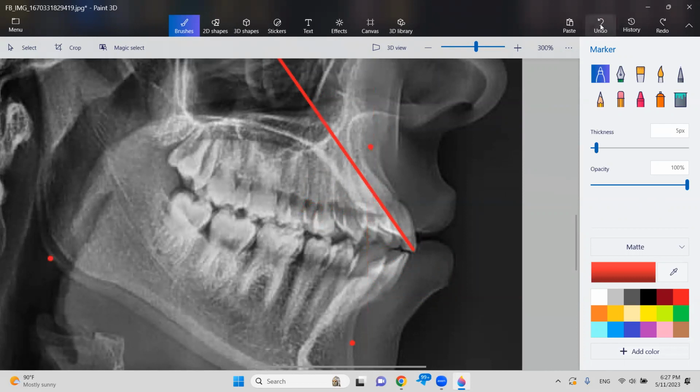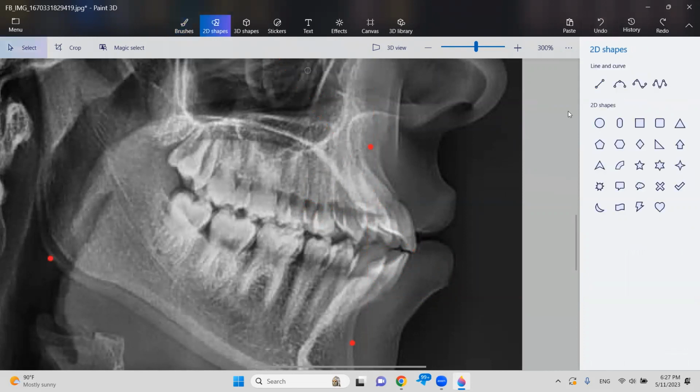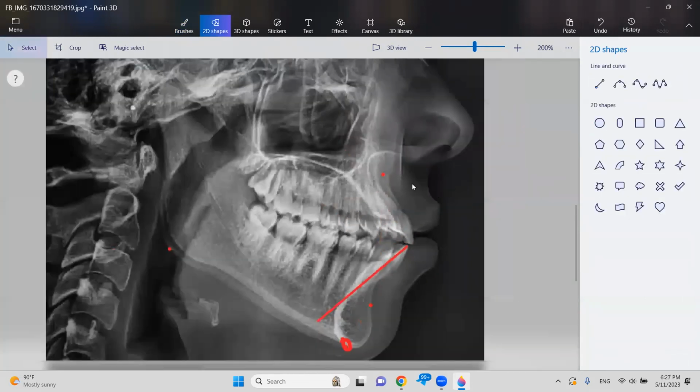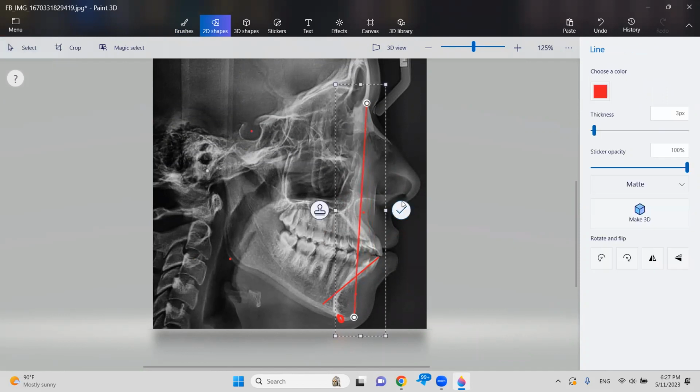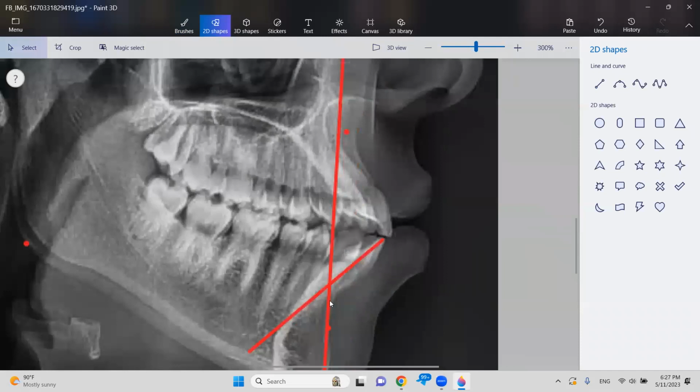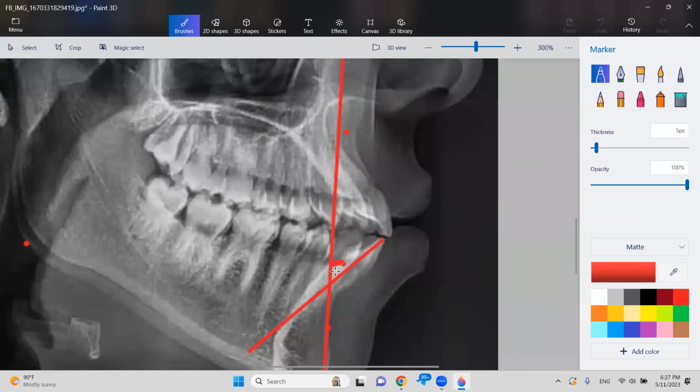The same we do for lower incisors. We draw the long axis of the lower incisor this way, but we don't use here NA line. We use NB line. For lower incisors, NB line. For upper incisors, NA line. Here we have an angle. This angle should be 25 degrees, and the distance between the tip of lower incisor to this line should be 4 millimeters. This is the normal range of lower incisors.